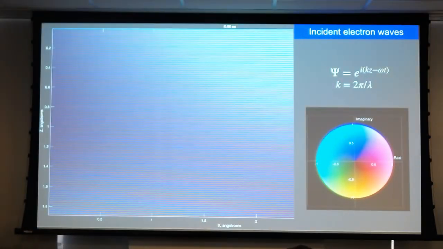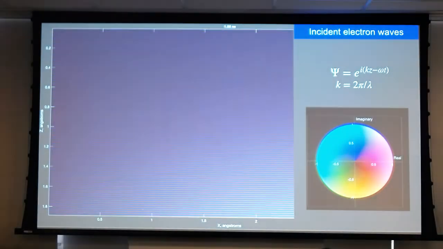So we have to talk about electron waves, and the physicists say, well, a wave function psi is this complex exponential where we have k, which is the propagation constant, times z, and I have z increasing downward here. And then there's a time dependence to it. And I'm representing complex numbers using this kind of scheme where as you go around the circle, as phases change, the colors change. So here's a representation of some electron waves.